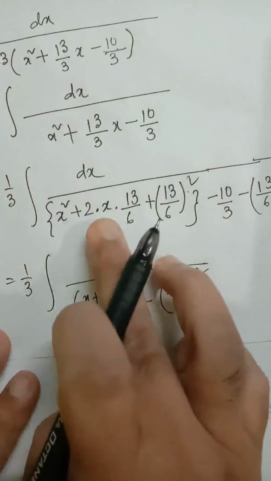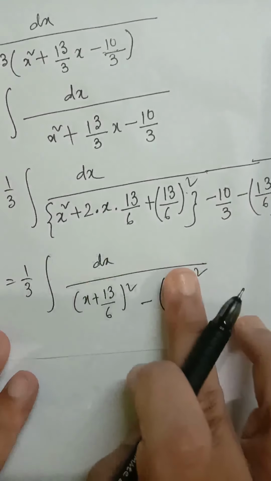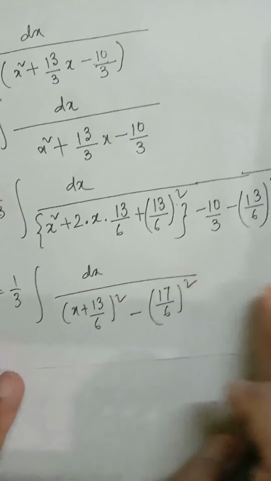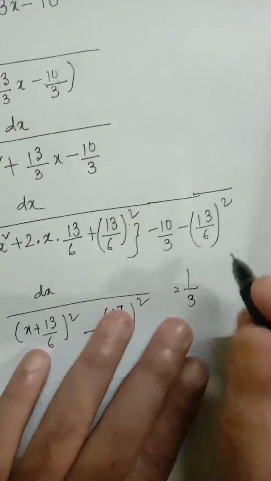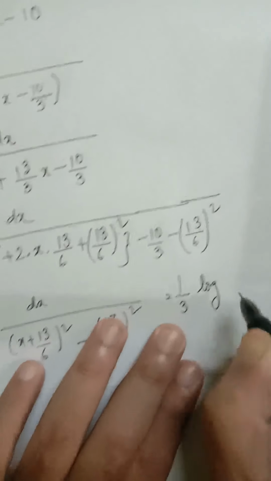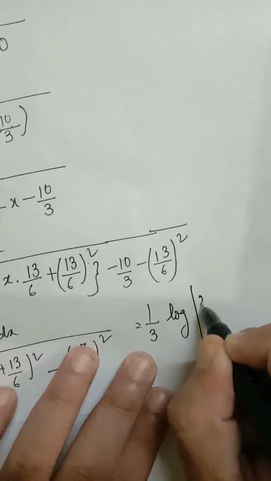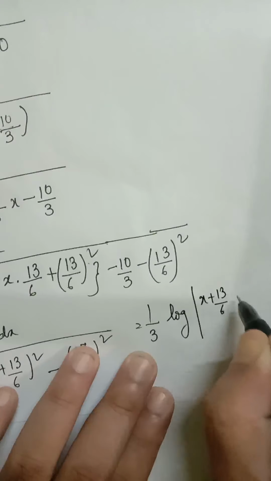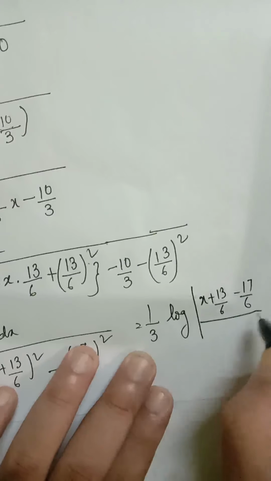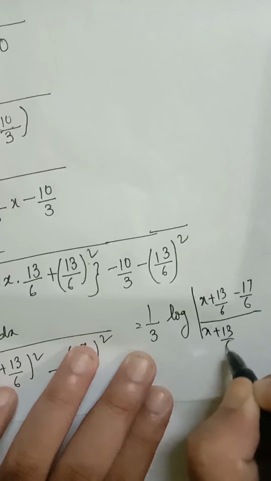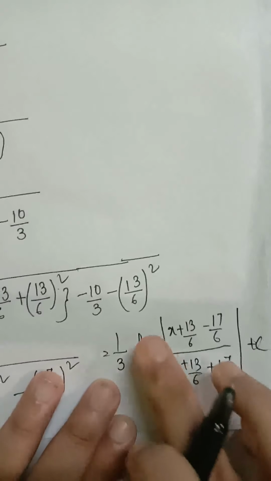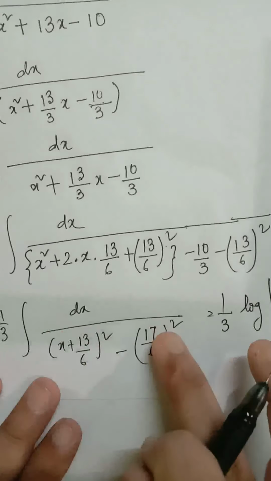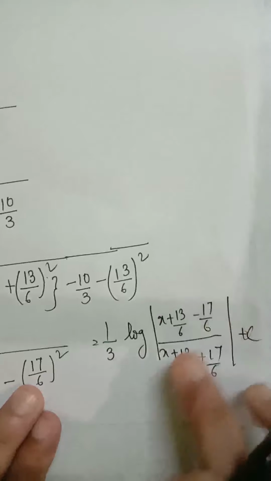Now you can say this integral is of the form dx by x square minus a square. So its answer will be 1 by 3, which is constant, and for the x square minus a square form, it will be log of x minus a by x plus a plus c.